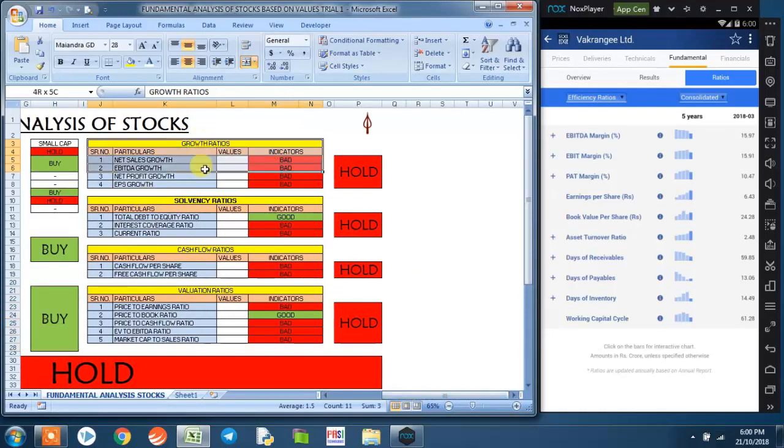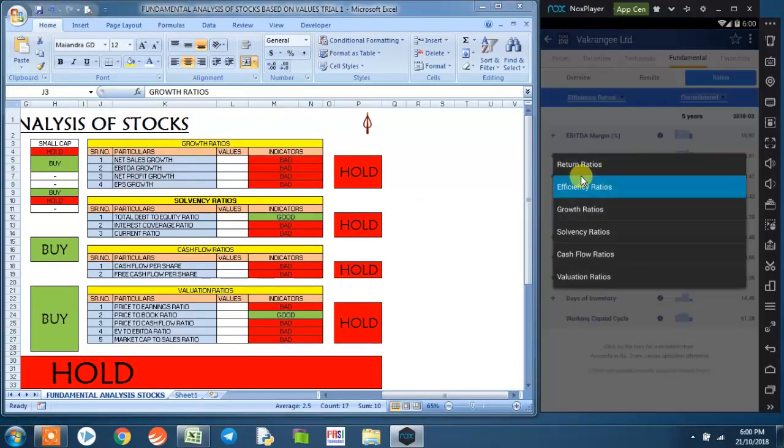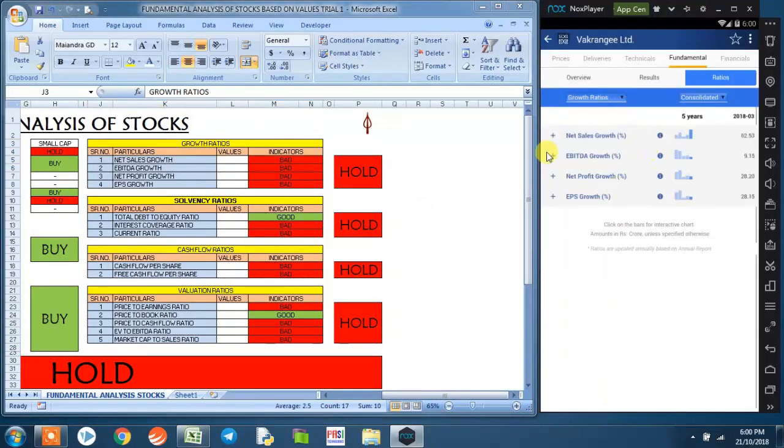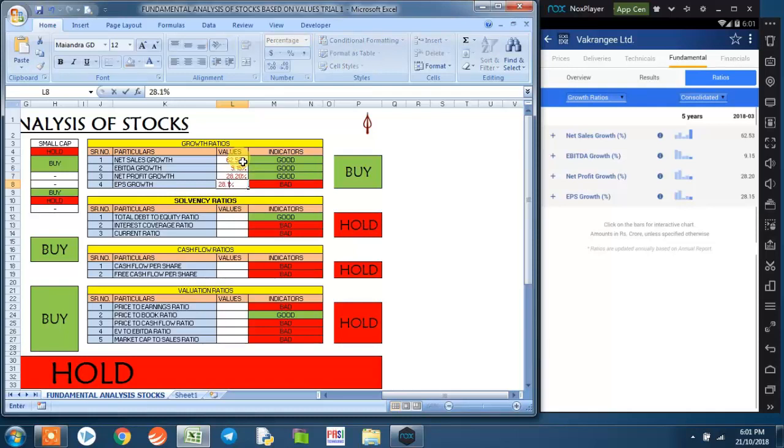Now coming on to growth ratios. Under the drop down menu we select growth ratio. The net sales growth is 62.53. The EBITDA growth is 9.15, net profit growth is 28.20, EPS growth is 28.15. So overall a buy signal for the stock at this point of time in terms of growth ratios.